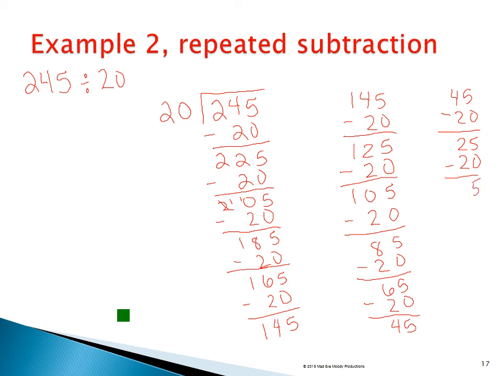All right, so I have 1, 2, 3, 4, 5, 6, 7, 8, 9, 10, 11, 12. And then I have 5 left over. So my answer is 12, remainder 5.